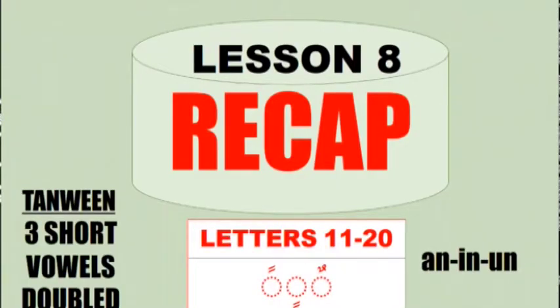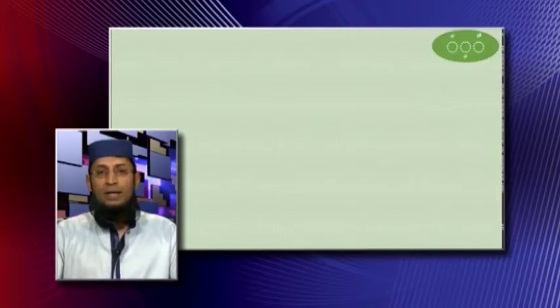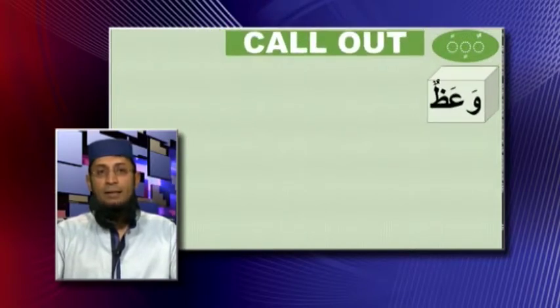In lesson 8, we completed letters 11 to 20, dealing with tanween, fathatain, kasratain, and dhammatain. Right, on your homework notes, we had to look at a few examples, but we will focus on the mixed examples, those examples carrying the an, in, and un. So let us look at letters 11 to 20 with those examples. The very first one was wa'adhun. So the dhun, we pronounce this as dhun.